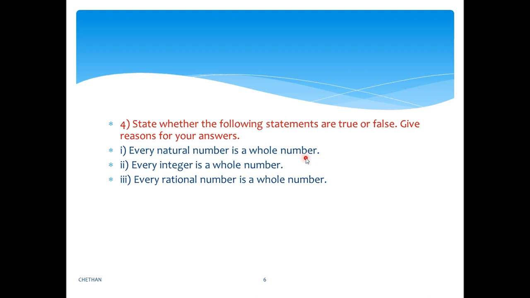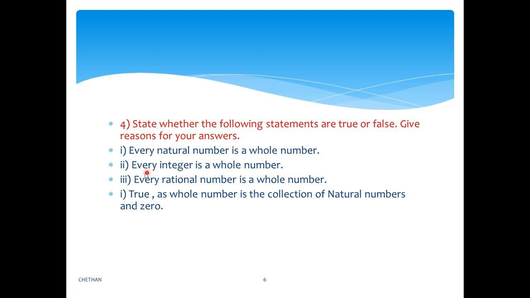Yes, this is true, because every natural number is in the group of whole numbers, including 0. In the whole number group, every natural number is there. So the first statement is true, because the whole numbers are the collection of natural numbers and 0. That means all natural numbers lie in the whole numbers. Isn't it? Okay.